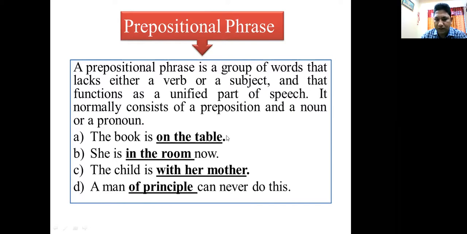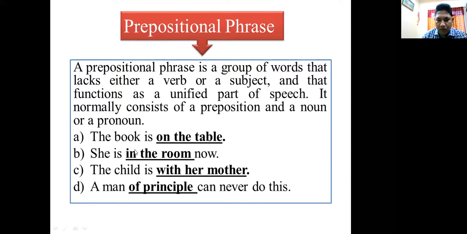The book is on the table. She is in the room now. The child is with her mother. A man of principle can never do this. So in these examples, on the table is a prepositional phrase. Here on, preposition; the table, noun. So it's a prepositional phrase.